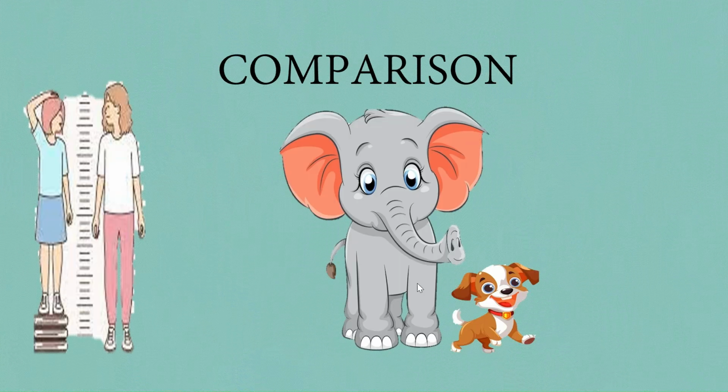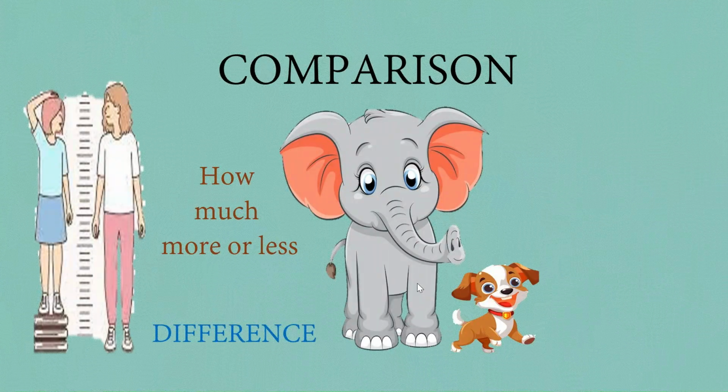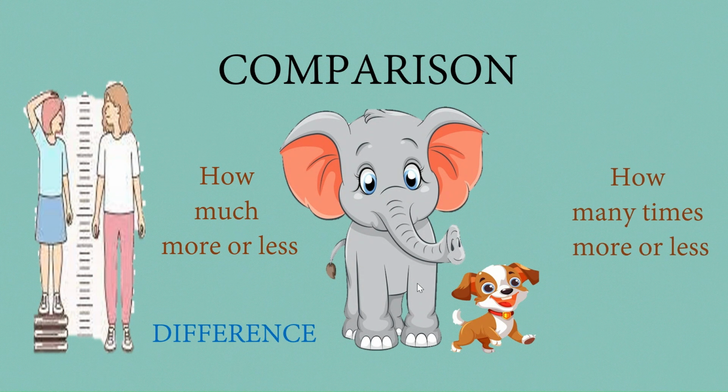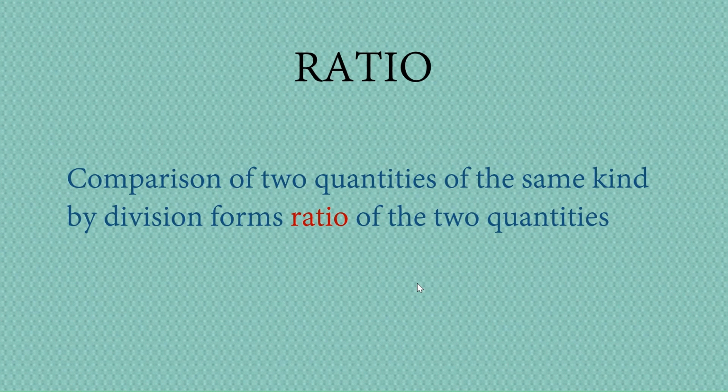There are two types of comparison. One tells how much more or less. For this, we need to find the difference of magnitudes. And in the second way of comparison, how many times something is more or less than the second object in comparison, the case wherein we have to do the division. This way of dividing the magnitudes of two quantities of the same kind is called as ratio.